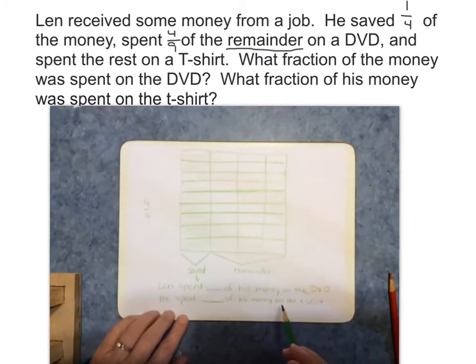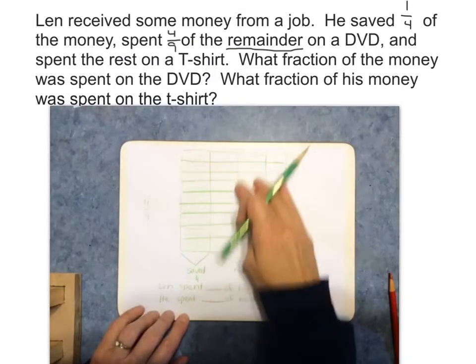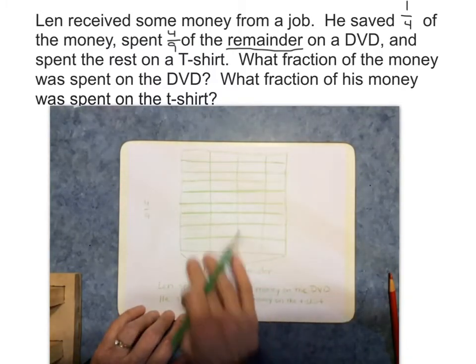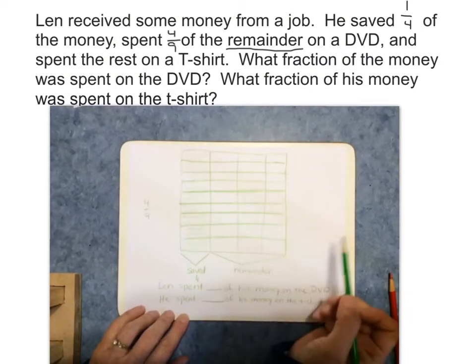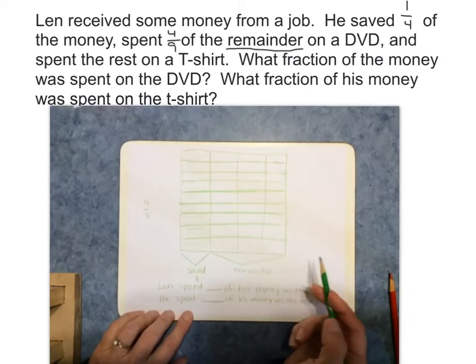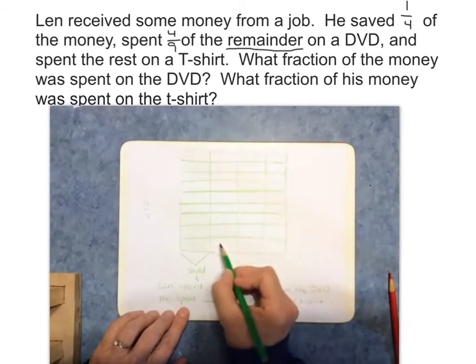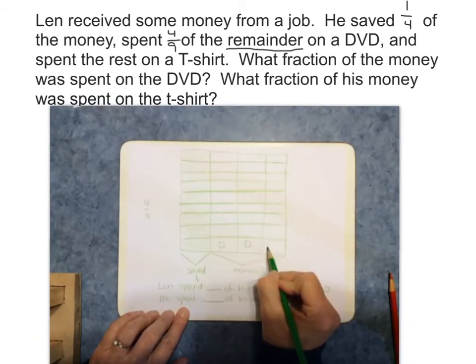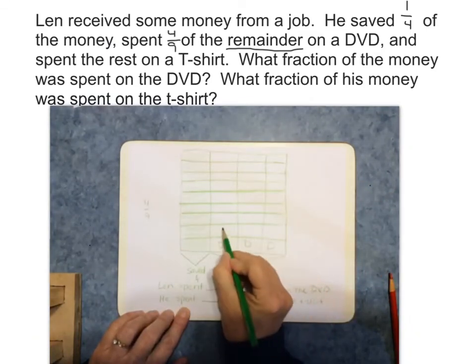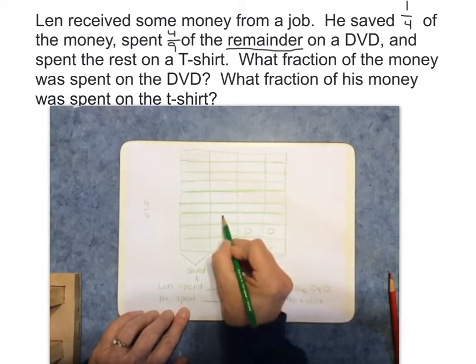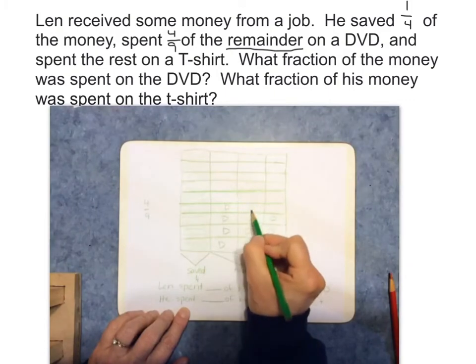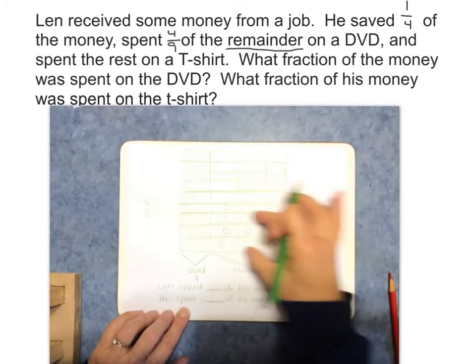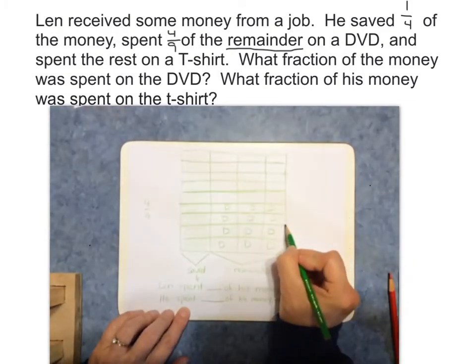But this time I'm going to mark on the remainder side instead of the saved side. And I need 4 of those marked. And it was 4/9 on a DVD, so I'm going to make D be my DVD. So there's 1/9, 2/9, 3/9 of the remainder, 4/9 of the remainder is my DVD.